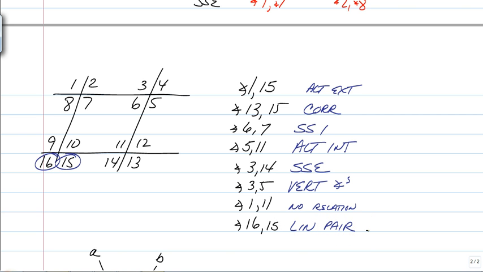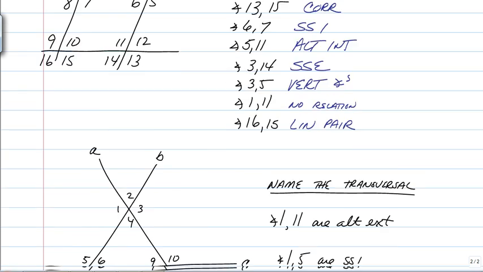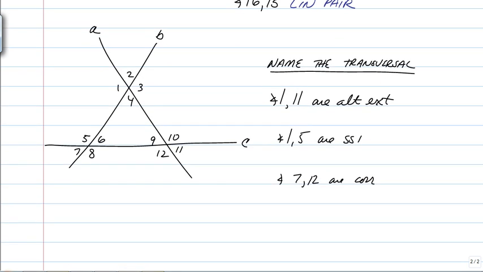So I wanted to throw in a couple trick ones there for you, because the things you learn in geometry in earlier chapters do not go away once you get to a new chapter. So 3 and 5 are still vertical. 16 and 15 are still a linear pair. All right? So last question. I just want you to name the transversal.